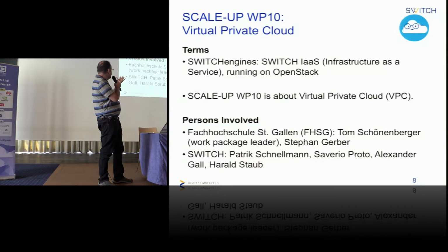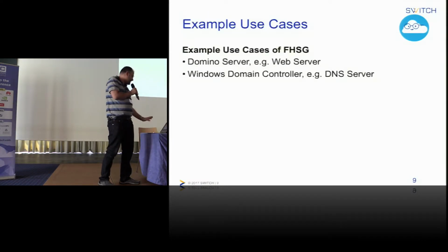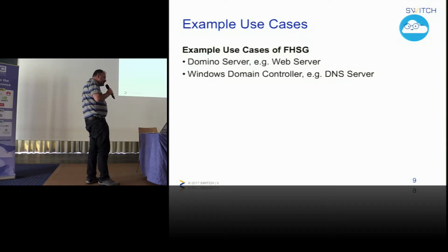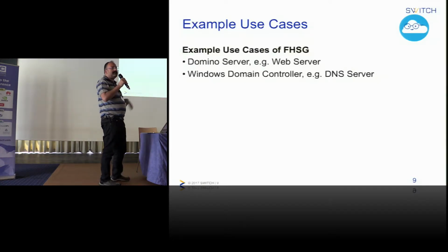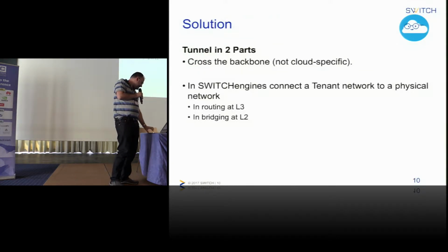and Switch. We are having this first trial where they are actually installing some services in the Switch cloud, and these services appear as if they are in the network of the Fachhochschule St. Gallen. At the moment, there is an installation with a Domino web server and a Windows domain controller that acts as a backup for the Fachhochschule St. Gallen, and this is running in our testing environment. So how did we implement this?